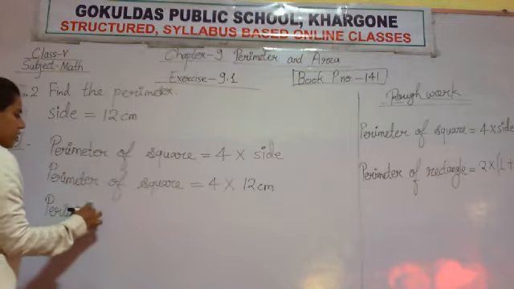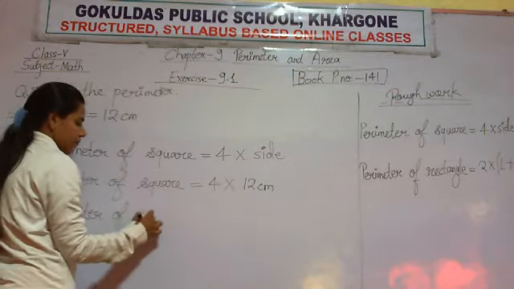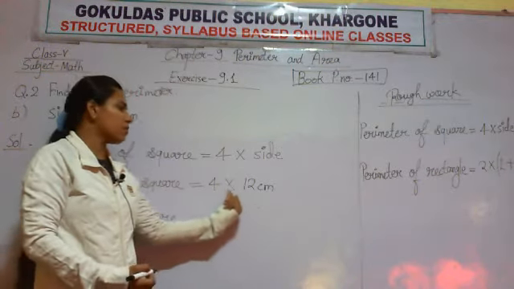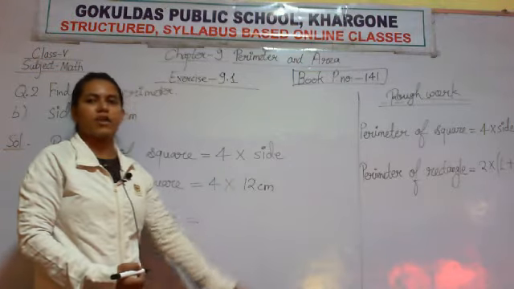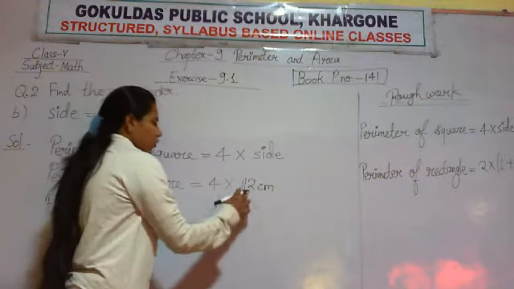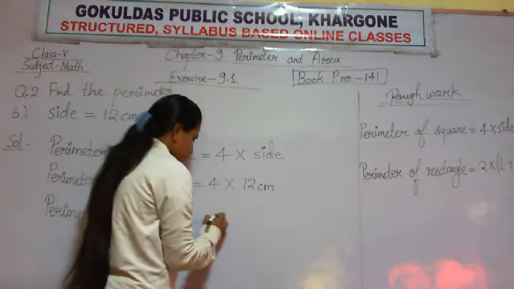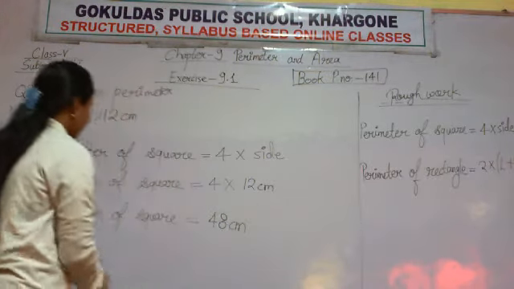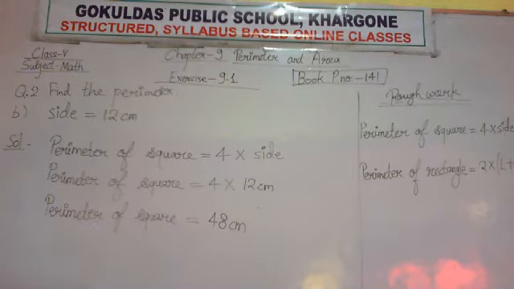So perimeter of a square is equal to, now solve this, 4 multiplied by 12. Arrange both the numbers column-wise and multiply them. When we multiply 4 with 12, 4 12s are 48 centimeter. So here perimeter of a square is 48 centimeter. If side is given, we will apply the formula of perimeter of square.